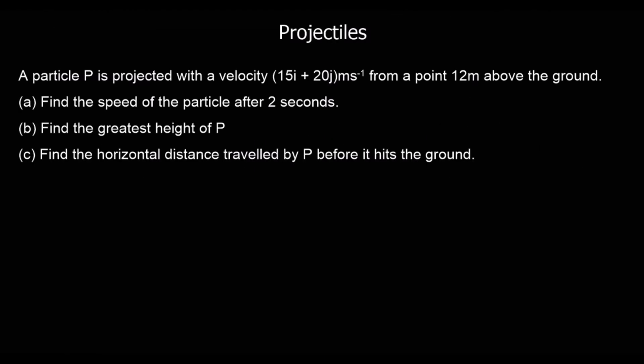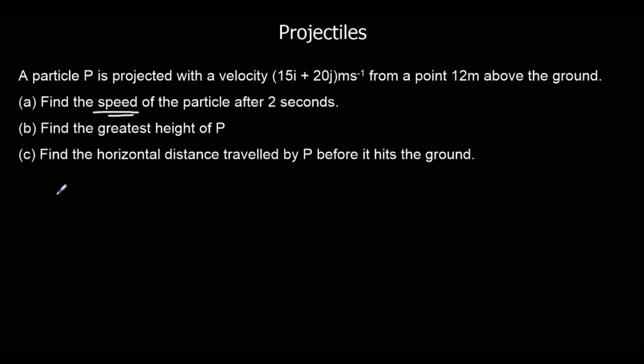Okay, another question. A particle P is projected with a velocity of 15i plus 20j meters per second. So we've got a horizontal component of 15 and a vertical component of 20. From a point 12 meters above the ground, find the speed, so not velocity, the speed of the particle after 2 seconds.